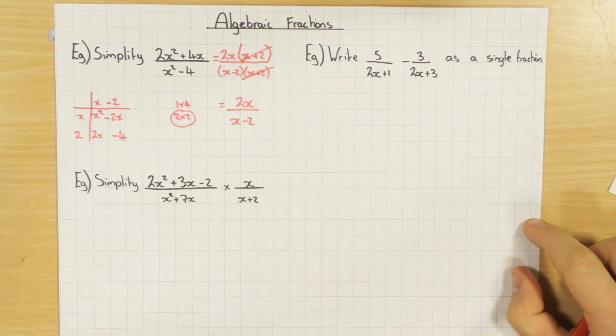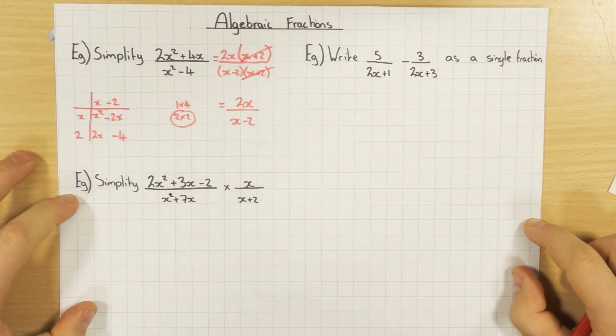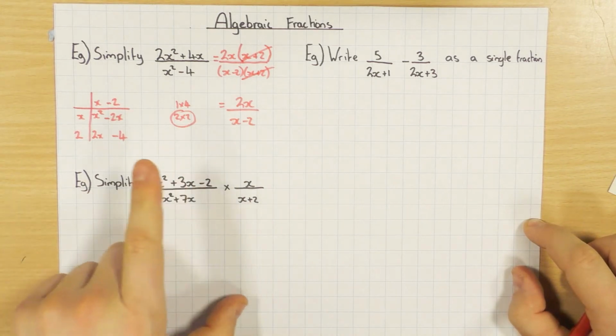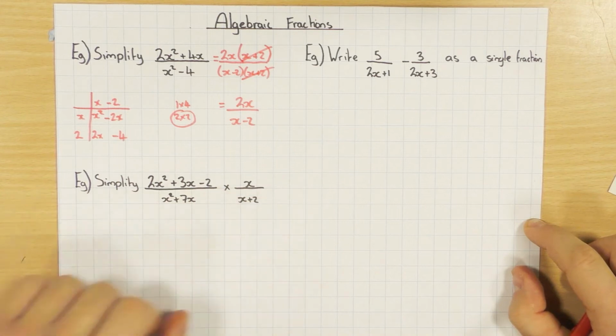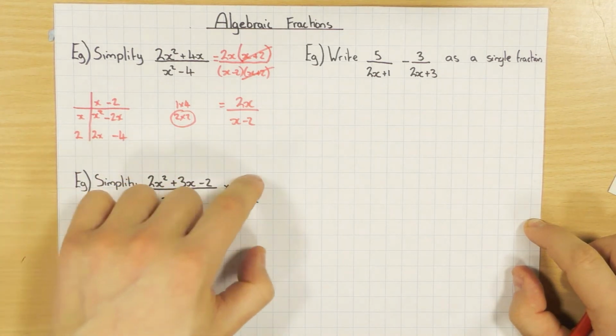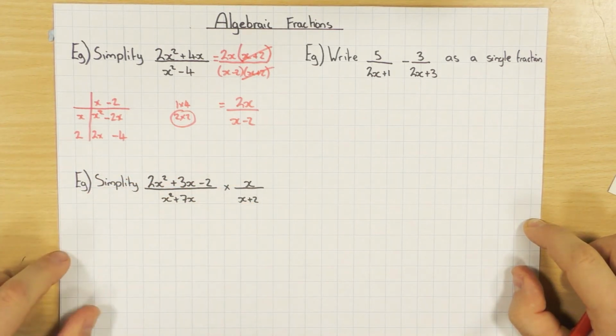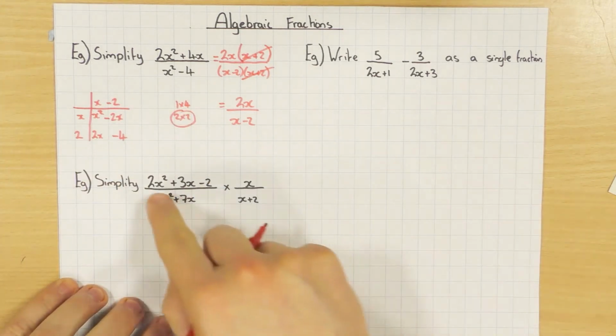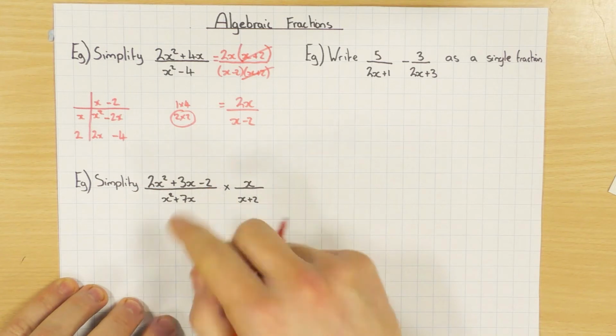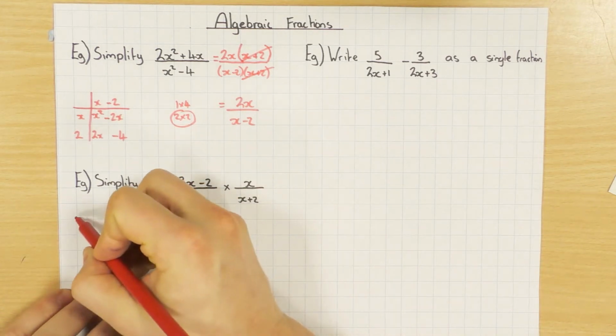Okay. Let's have a look at this one then. So this time, it looks horrible, but I'm doing this times by this. This fraction times by this fraction. So I can times the top by the top, and the bottom by the bottom. But before I do that, as with before, I'm going to factorize. So this one on top here, I'm going to factorize over here.